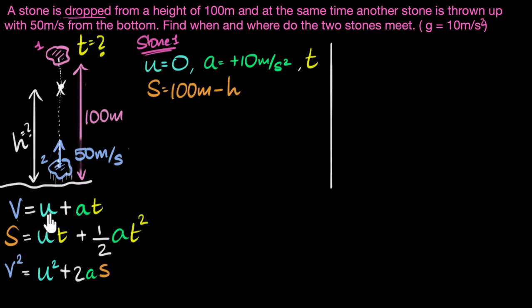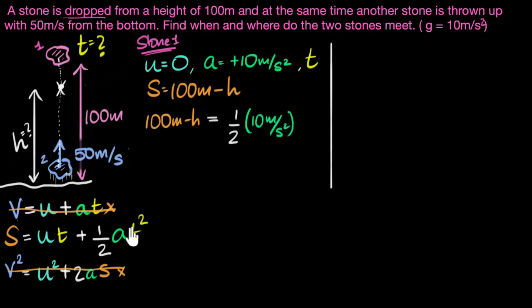All right, let's see. We wouldn't use the first equation because it has a v in it and we don't have v. We wouldn't use the third equation for the same reason. There is a v in it. That means we have only one equation. So let me just cut those equations out. So we have only one equation, s equals ut plus half at squared. So let me go ahead and directly substitute in this equation and see what we get. So if we substitute, s is 100 meters minus h. That equals ut, u is 0, so this term goes to 0, plus half a, which is 10 meters per second squared, times t squared.